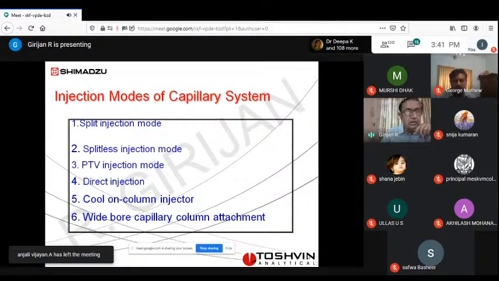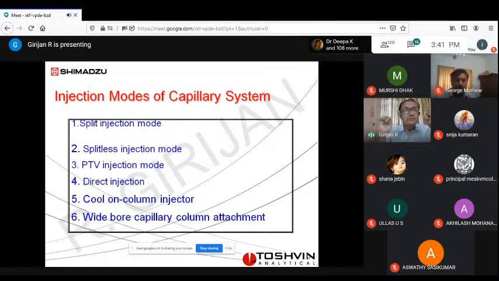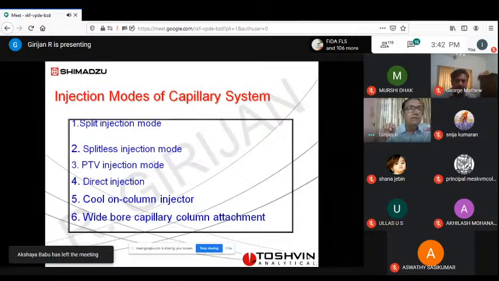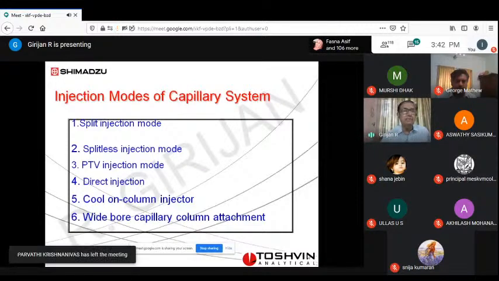Okay. And under the capillary system, there are different types of sample introduction. I will not be going into details. What is split injection mode, splitless injection mode, programmable temperature vaporizer injection mode, direct injection mode, cool on column injection mode. There are different ways in which you can introduce the sample into GC using a capillary column injector. It all depends upon what your analysis is, what your application is, what you are looking for in the sample. So optimizing a GC method is not that easy like a normal UV analysis or an IR analysis.